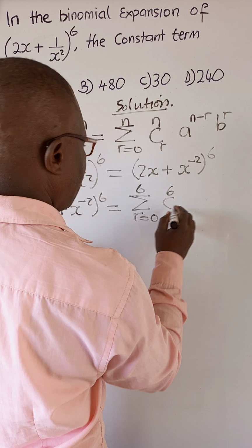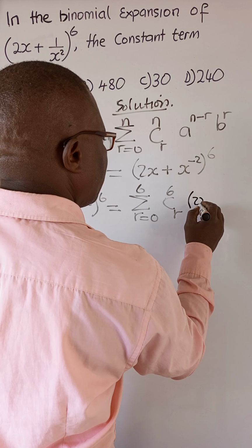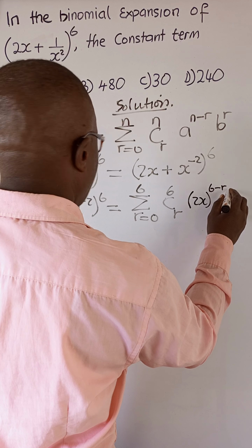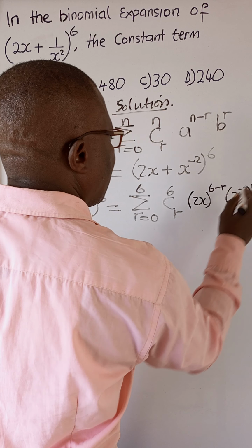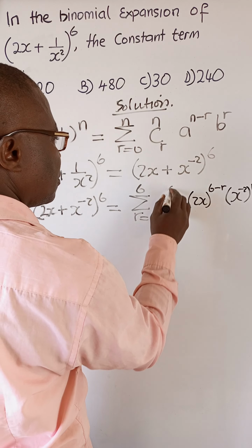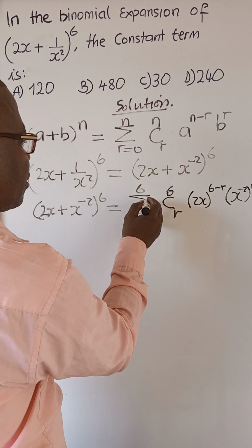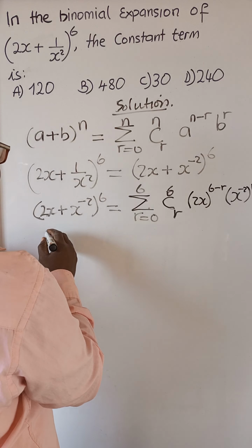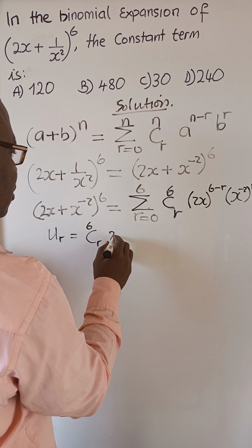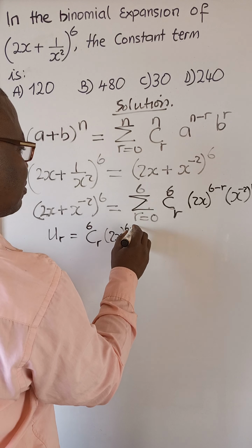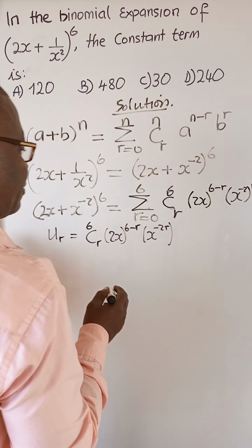6 combination r. Our first term is 2x to the power 6 minus r, and our second member is x to the negative 2 to the power r. Okay, so from here we can bring out our general term Ur. Our general term Ur is 6 combination r, 2x to the power 6 minus r, x to the negative 2r, and we multiply this power and that power.